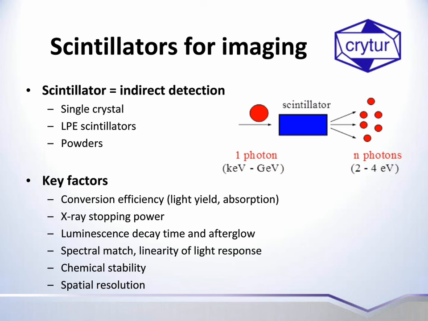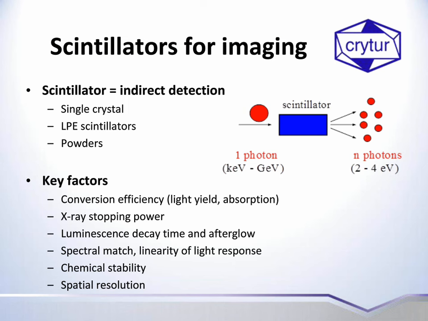There are different types of scintillators, and they have different characteristics. We are going to talk about single crystal scintillators today, but for imaging, we would also speak about LPE scintillators, liquid phase epitaxy scintillators, and powder scintillators. Unfortunately, these two are quite demanding to process. For LPEs, there are some defects which have a deteriorating effect on the image, and powders have a grain size which actually scatters the light and worsens the resolution of the system.